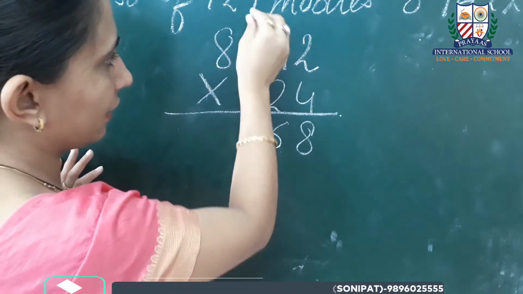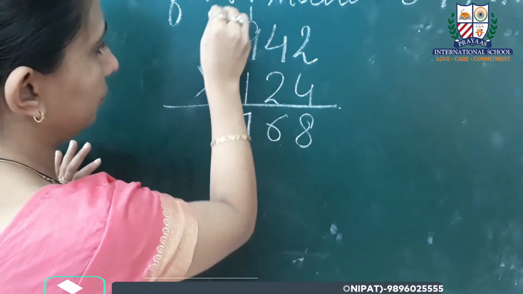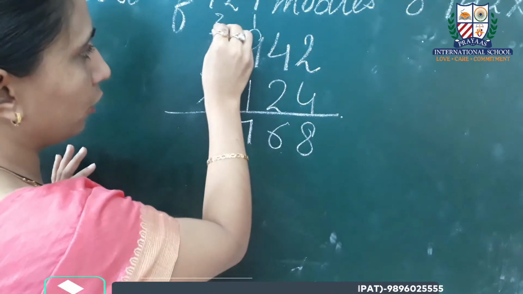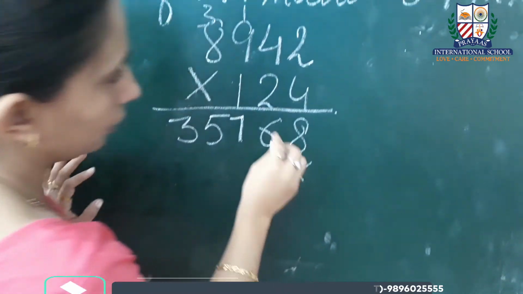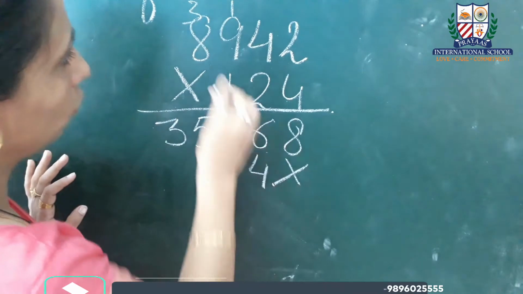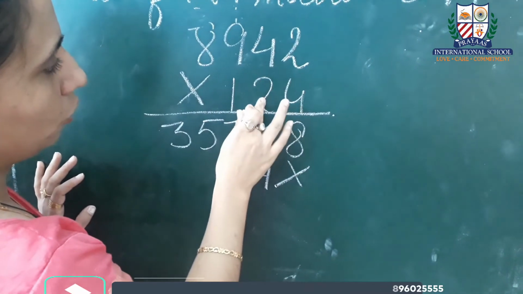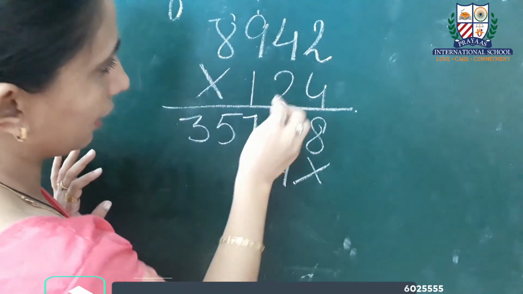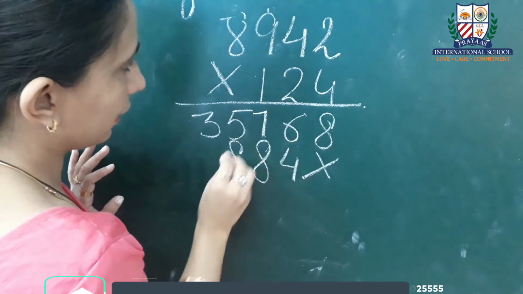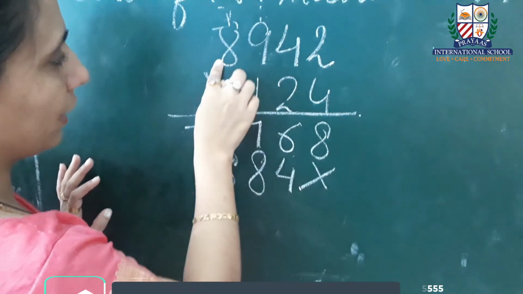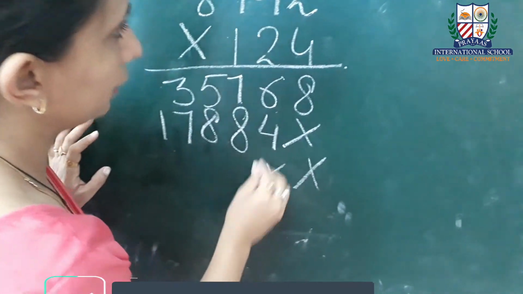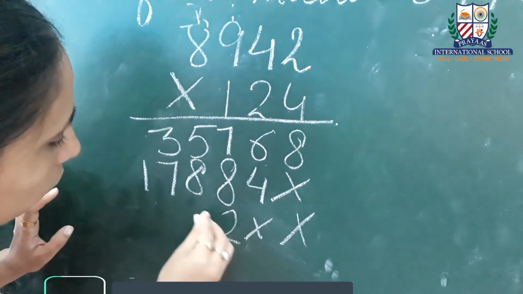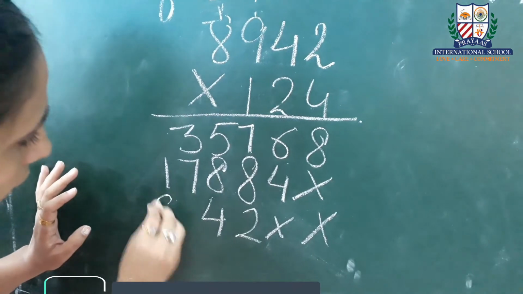4 9s are 36 plus 1, 37, 4 8s are 32, 32 plus 3, 35. 2 2s are 4, 2 4s are 8, 2 9s are 18, 1 carry, 2 8s are 16 plus 1, 17. Then by 1 it is the same, it will be 8942.